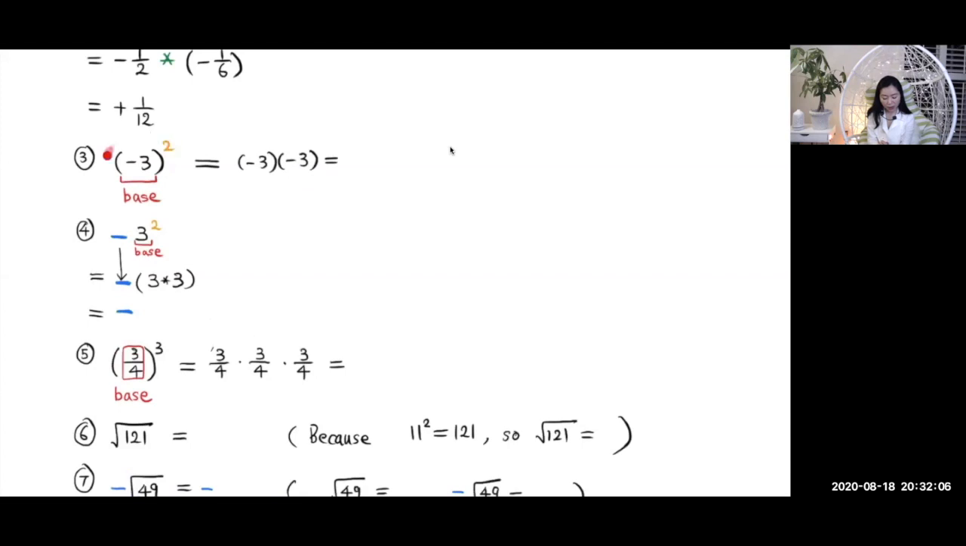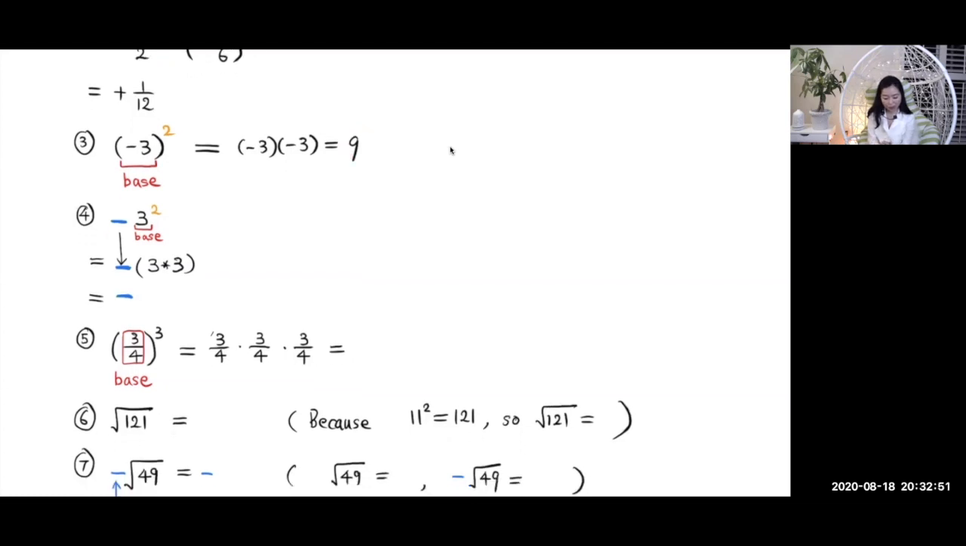Number 3. Now we are going to square this negative number. You see the parenthesis here? Whatever is inside the parenthesis and raised to this power 2 is the base. The 2 here indicates this base is going to multiply by itself twice. So I'm going to repeat -3 here: -3 times -3, repeating the base twice. Negative times negative is positive, so the result over here is +9.